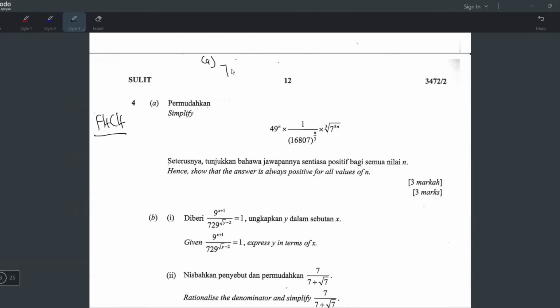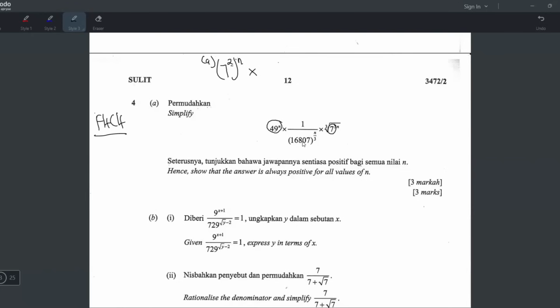So 49 is 7 power 2. But you have to power it again with n. So you have to write bracket power n. And then later the 2 and n you have to times, because when the powers are side by side, you have to multiply. And then times with, alright, 1680807. Can I change this to a smaller base? The answer is yes. I can change to base 7. Yeah, because this one you can change to base 7 and this is already in base 7. So I feel like this one also can change to base 7.